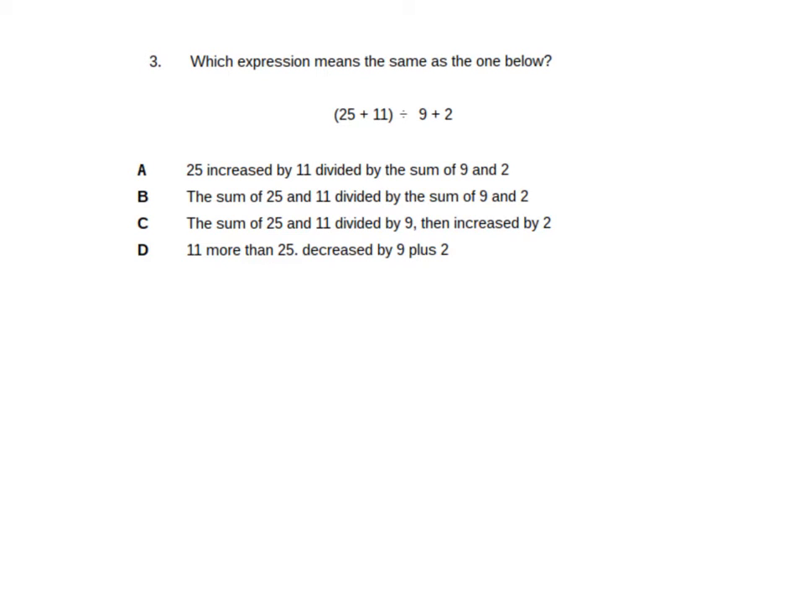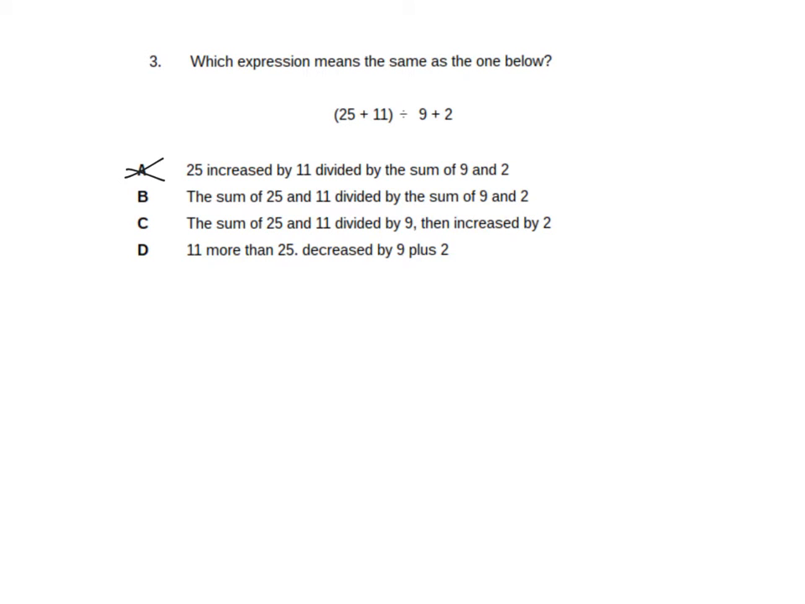Which expression means the same as the one below? Let's do some process of elimination. A says 25 increased by 11, which is correct, divided by the sum of 9 and 2. Well, the sum of 9 and 2, this is telling me that they want the sum of 9 and 2 first, which we know that they don't. They want this divided by 9 and then add 2, following our order of operations. B says the sum of 25 and 11, yes, divided by the sum of 9 and 2.